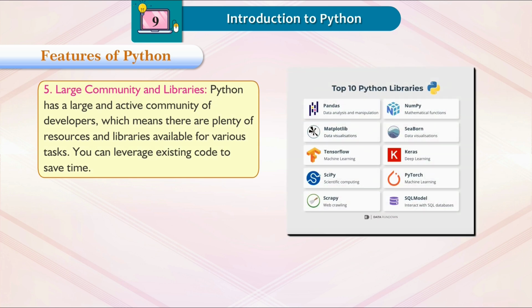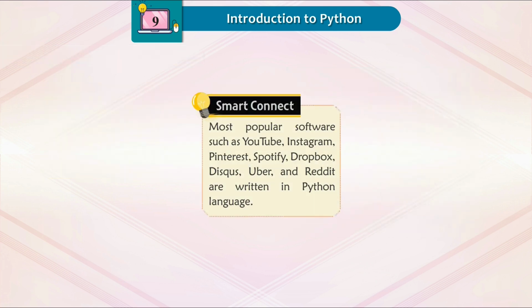5. Large community and libraries. Python has a large and active community of developers, which means there are plenty of resources and libraries available for various tasks. You can leverage existing code to save time. Smart Connect. Most popular software such as YouTube, Instagram, Pinterest, Spotify, Dropbox, Disqus, Uber, and Reddit are written in Python language.